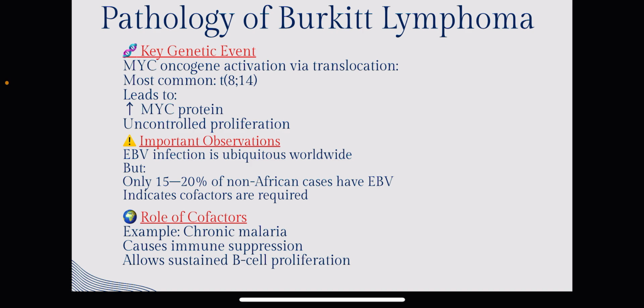Epstein-Barr virus infection is ubiquitous worldwide, but only 15 to 20% of the non-African cases have Epstein-Barr virus. This indicates that cofactors are required for the pathogenesis of Burkitt lymphoma. Now let's see the role of cofactors. For example, chronic malaria. Chronic malaria causes immune suppression and it allows sustained B cell proliferation. Thus, the pathogenesis of Burkitt lymphoma becomes easier. So this is the role of cofactors.